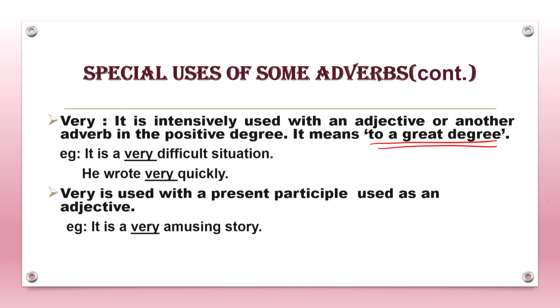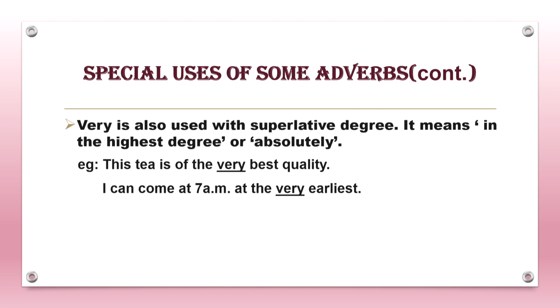Now, very is used with a present participle used as an adjective. So, keep this in mind. Also keep this in mind, very is used in the positive degree. Now, for example, it is a very amusing story. Now, next, very is also used with the superlative degree. Again, keep this in mind. It means in the highest degree or absolutely.